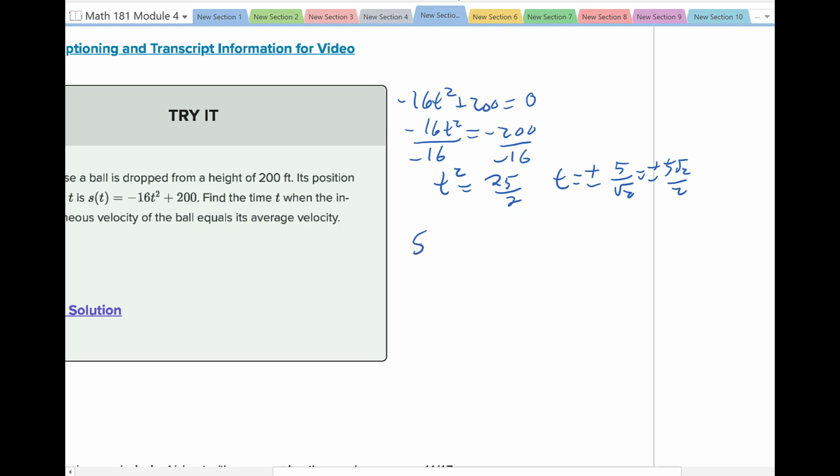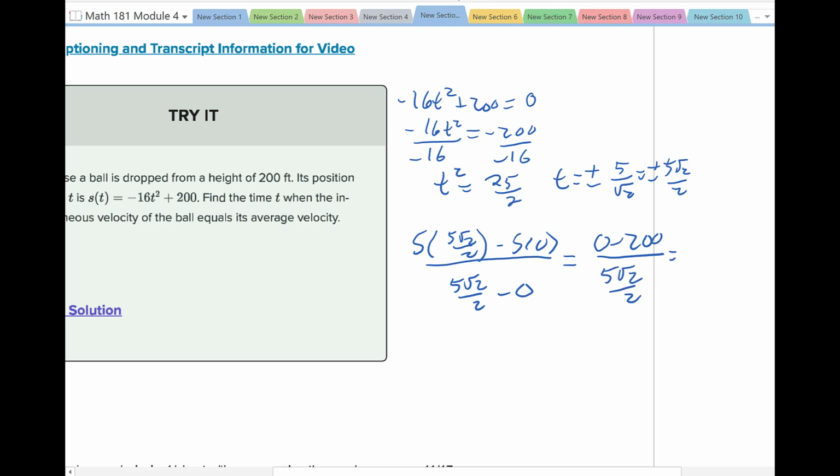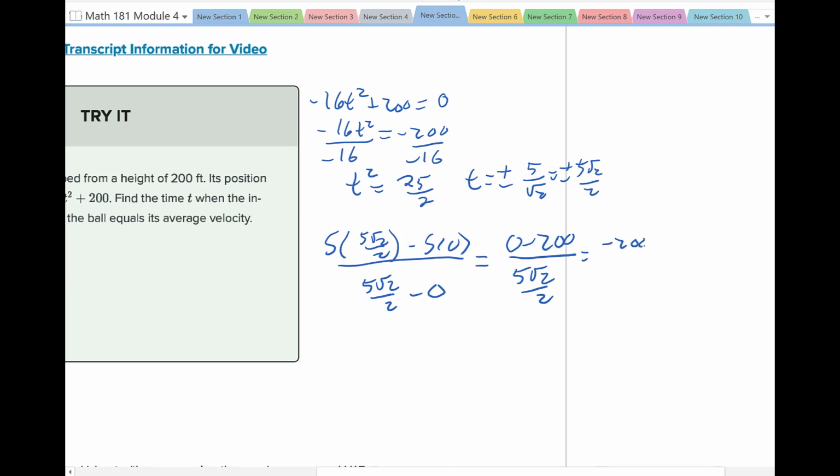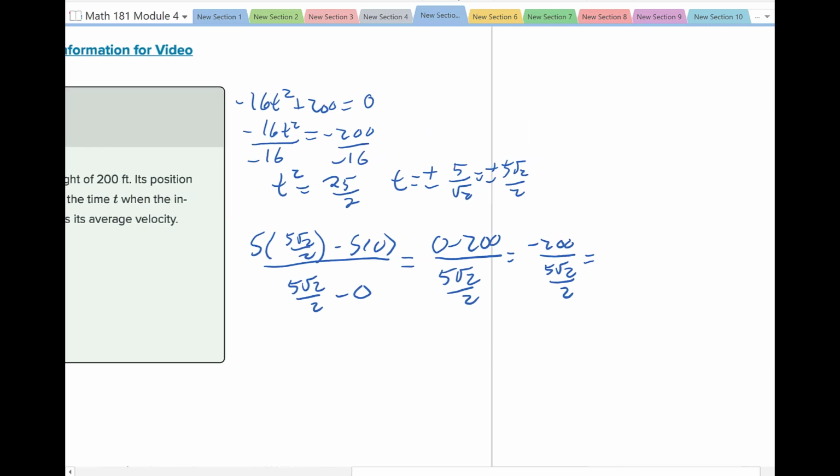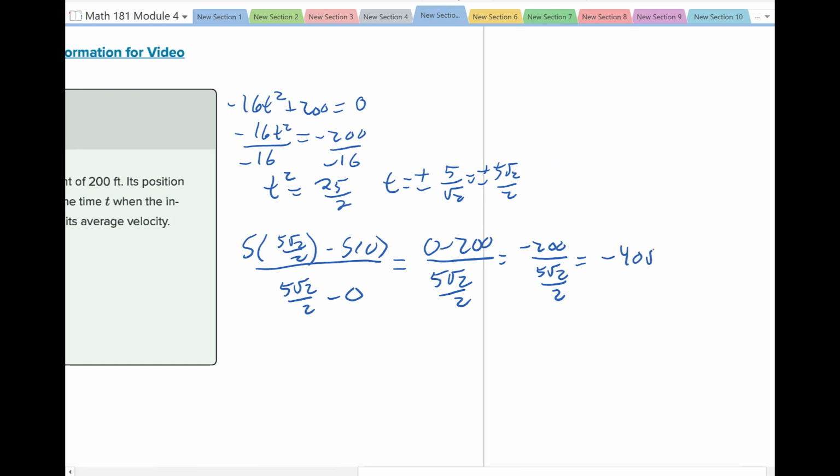So now we're going to look at s of 5 root 2 over 2 minus s of 0, over 5 root 2 over 2 minus 0. And I'll be honest, I think the book did not rationalize the denominator, but I can't help it. It makes me feel awkward not to do that. So it's 0 minus 200 over 5 root 2 over 2. So that's going to be negative 200 over 5 root 2 over 2. And that would be negative 40 times the square root of 2.